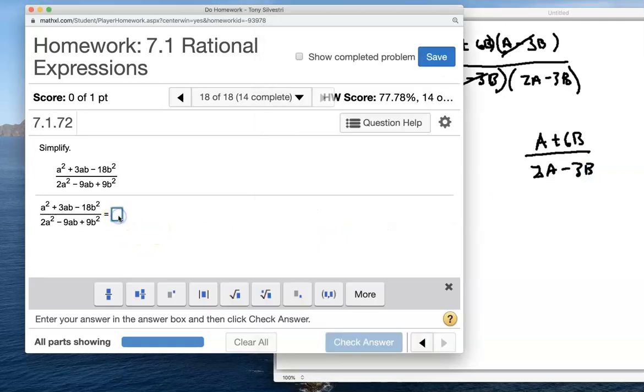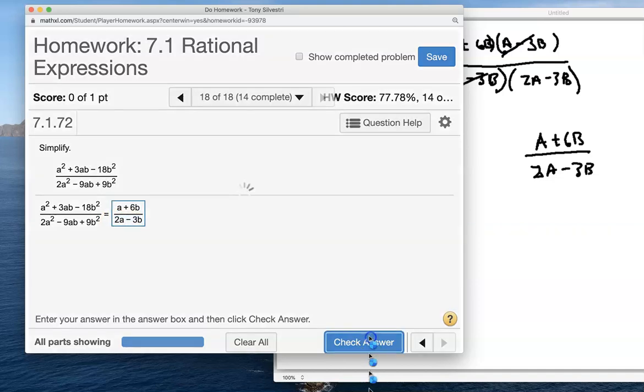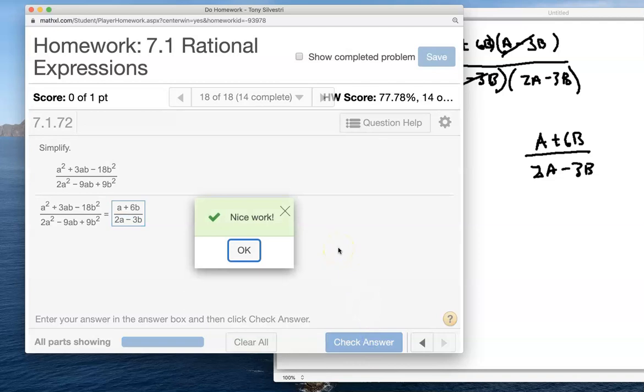I can't stand failure again. A plus 6b. Make sure you use lowercase letters. Bottom is 2a minus 3b. Check that answer. Thank goodness.